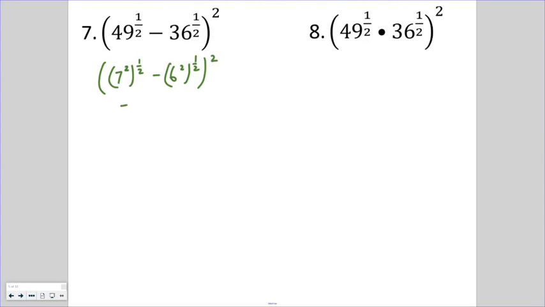So 2 times 1/2 is just 1. And again, 2 times 1/2 is just 1. So we end up with (7 minus 6) squared. And we can do 7 minus 6. It's just 1 squared. Our final answer here is just 1.